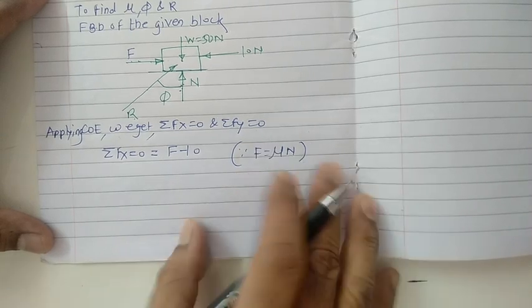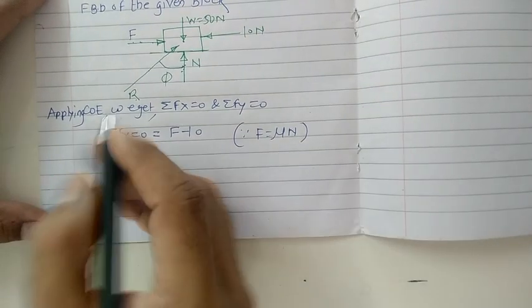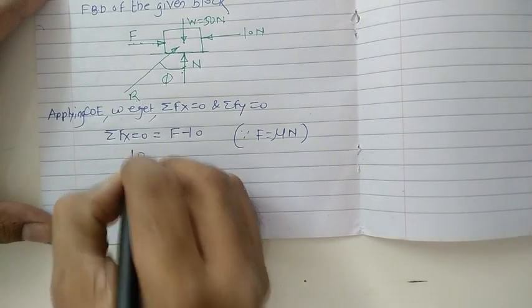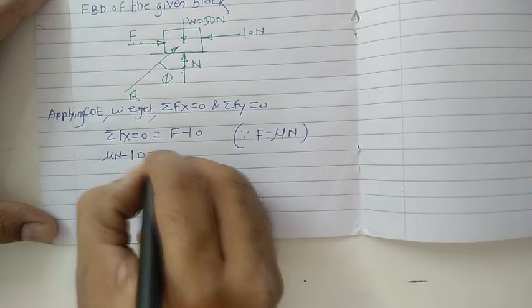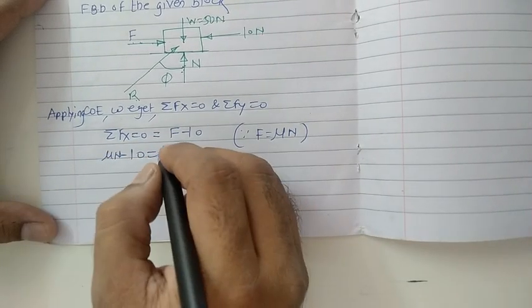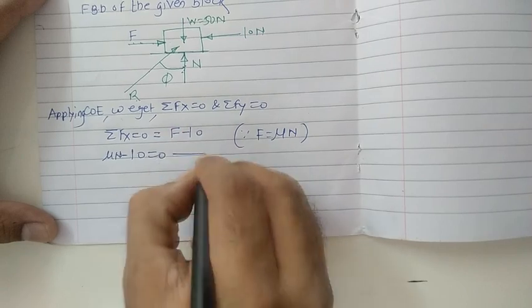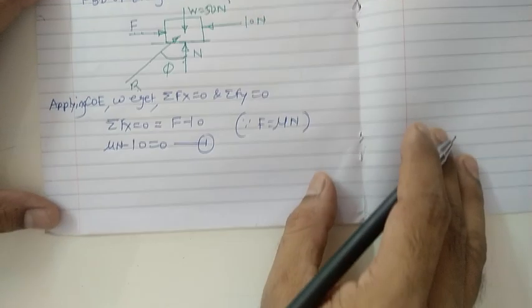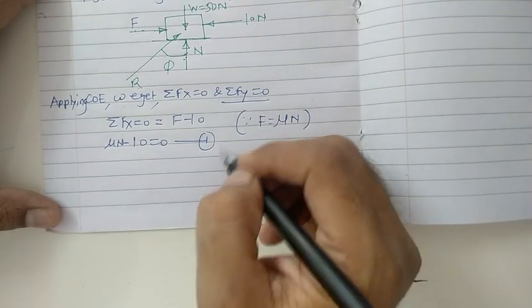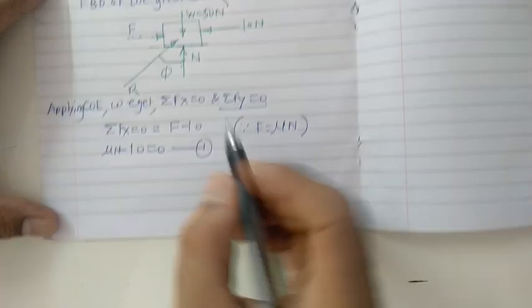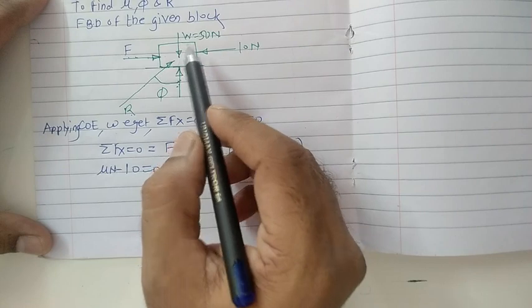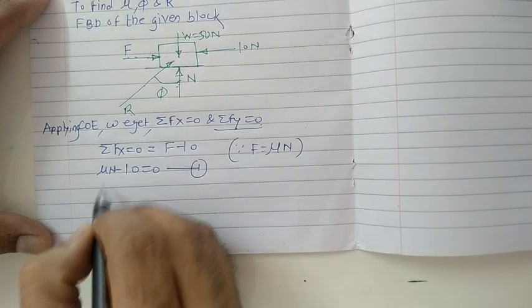Now in this case, we get 10 minus mu into N equals 0. In this way I can get equation number 1. Now move towards the next equation, summation of Fy equals 0. Focus only on the vertical forces. So this one is vertical, in the downward direction.